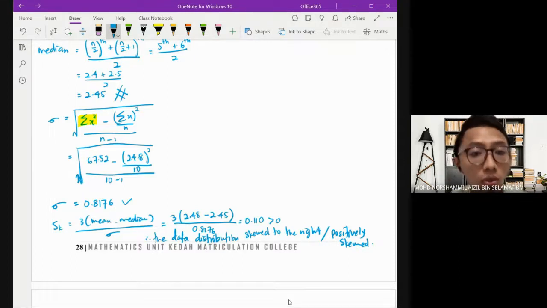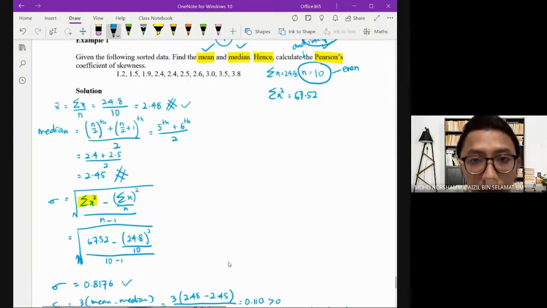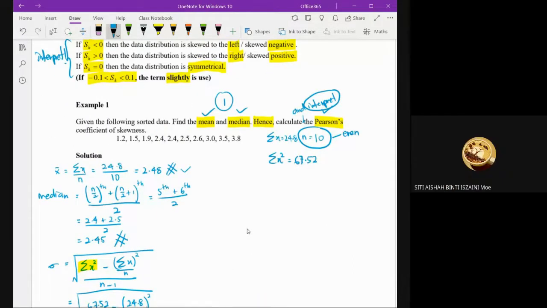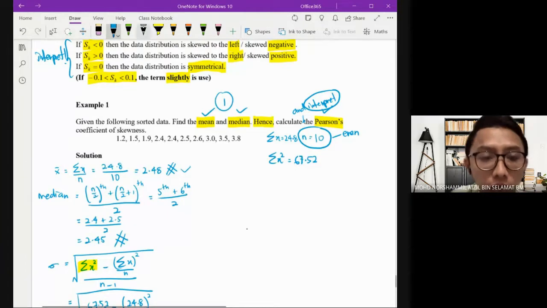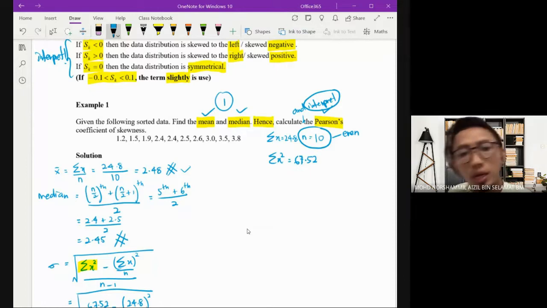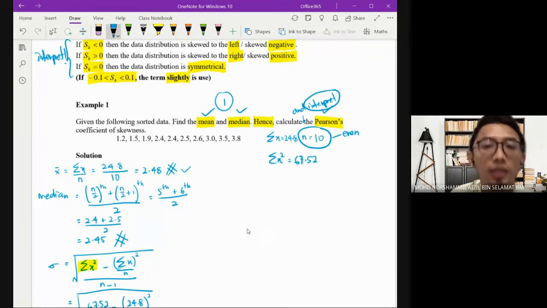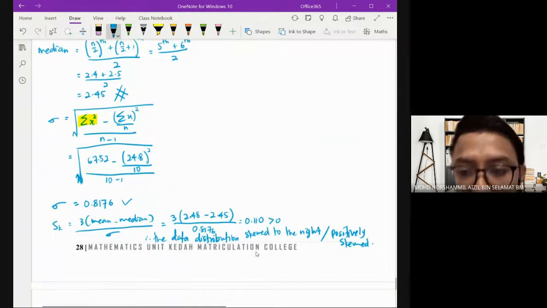Guys, do we need to use the word slightly? Kena guna the word slightly tak? Tak. No need to use the word slightly because we have 0.11. The word slightly is used if it comes down within this region, negative 0.1 to 0.1. Maksudnya 0.11 tu dia terkeluar. So tak payah pakai slightly. Is that clear? Boleh?